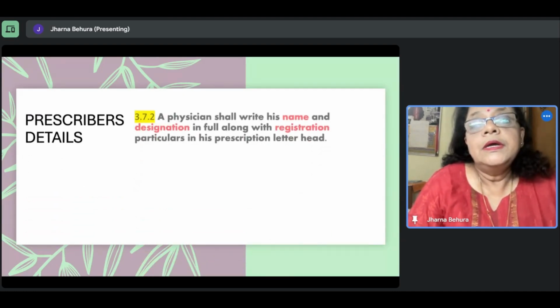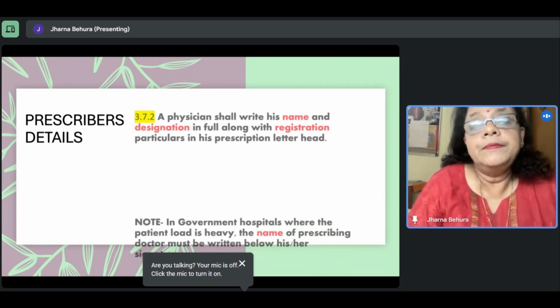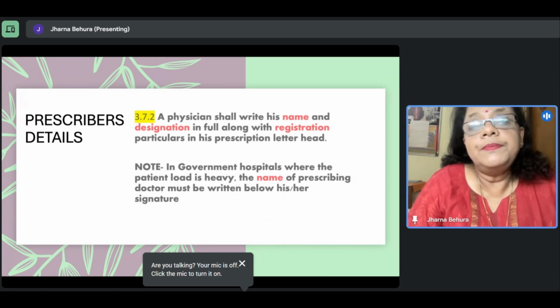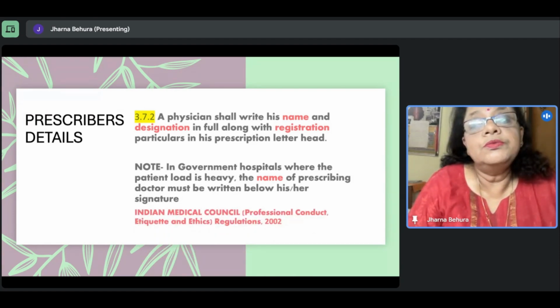Prescriber details. A physician shall write his name and designation in full along with registration particulars in his registration letterhead. In government hospitals where the patient load is heavy, the name of the prescribing doctor must be written below his or her signature. This is according to the Indian Medical Council Act 2002.